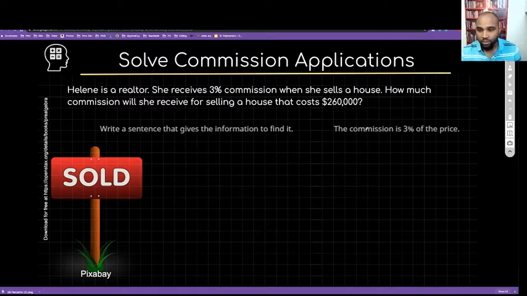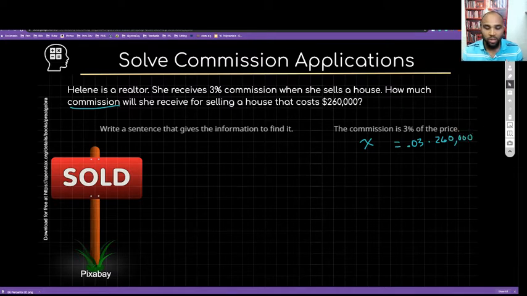Wow. Let's find that out, because for a realtor, this is really exciting. So they know these numbers, and I'm sure they can calculate it in their head. The commission is 3% of the price. So what do we know? We don't know the commission, because how much commission is what we're looking for. So we're going to say X is 3%, which can be written as a decimal, in the hundredths place, of the price. The price is $260,000.